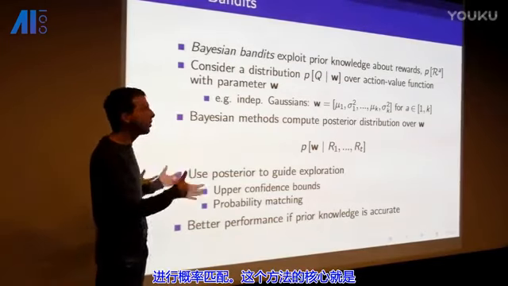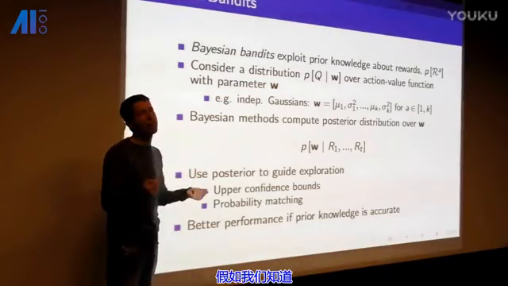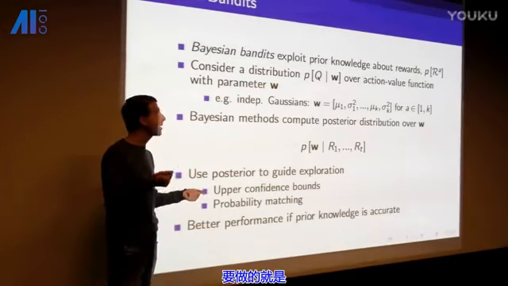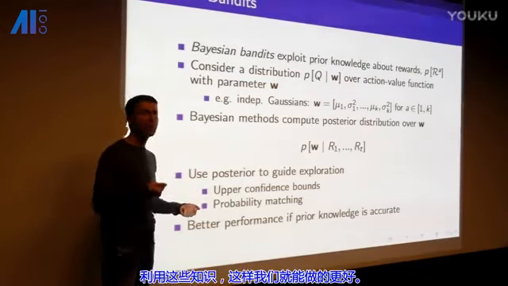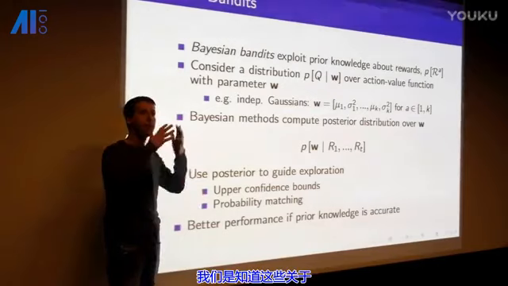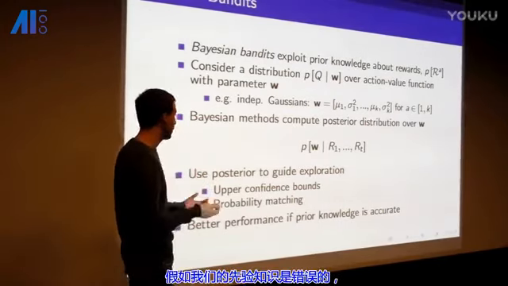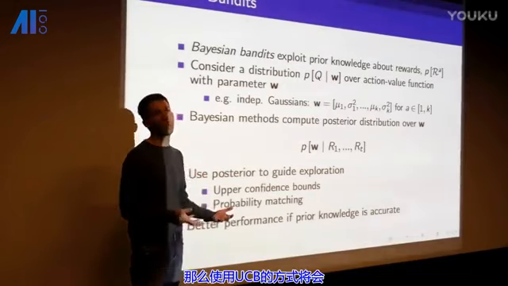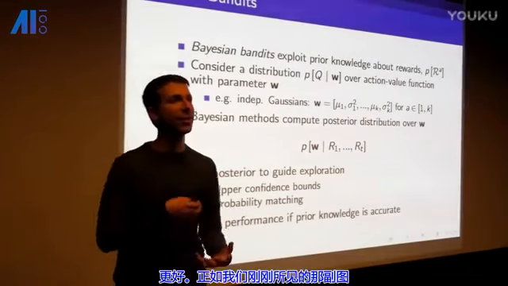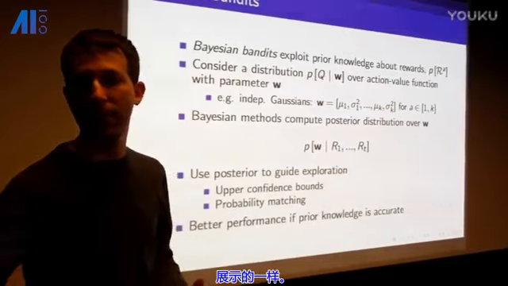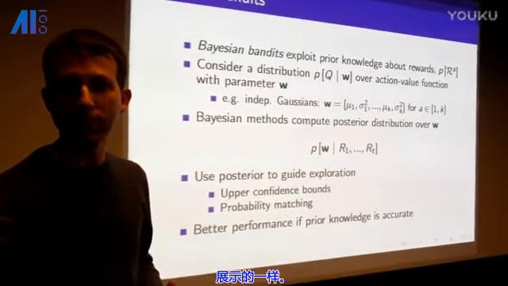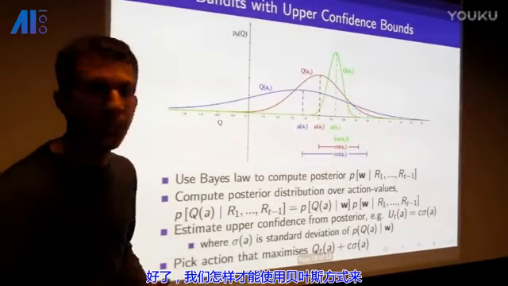And the main point of this whole approach is that if we have prior knowledge that's accurate, like if someone actually gave us prior knowledge that was useful, then this can do a lot better. Like if we know that these things are Gaussian, then we can do much better. If our prior knowledge is wrong, you're probably better off using the UCB approach we just saw, which is robust to different distribution assumptions.